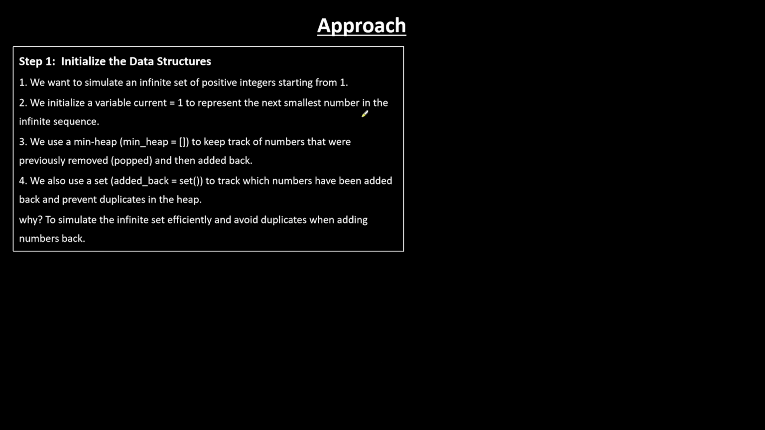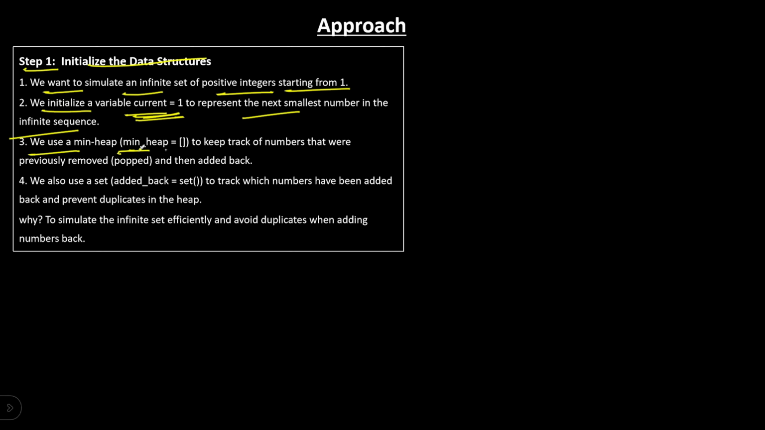Now, since we got the intuition of the problem, let's look into the approach for how we're going to solve it. Step one is to initialize the data structures. Basically, we want to simulate an infinite set of positive integers, starting from one. So we initialize a variable current. This will work as an infinite set for us, representing the next smallest number in the infinite sequence.